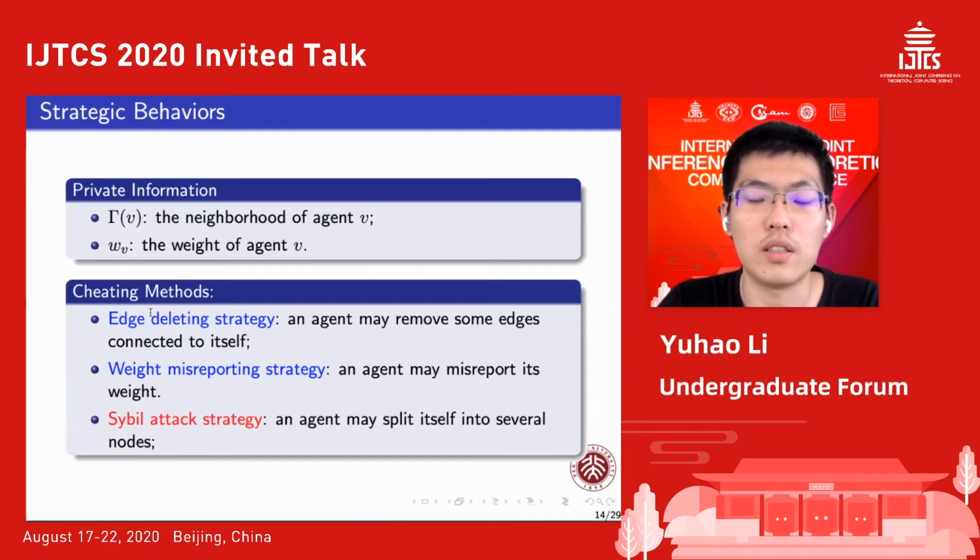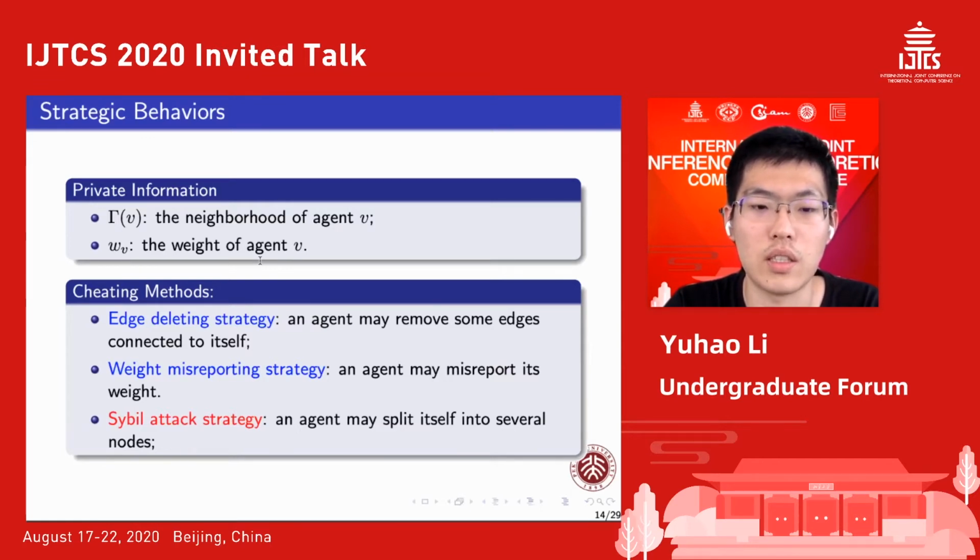So in this distributed system, here are some private information: the neighborhood of agent V and the weight of agent V. Correspondingly, here are some cheating methods, for example, the edge deleting strategy, the weight misreporting strategy, and the Sybil attack strategy. In this talk, we focus on the Sybil attack strategy and analyze its incentive.